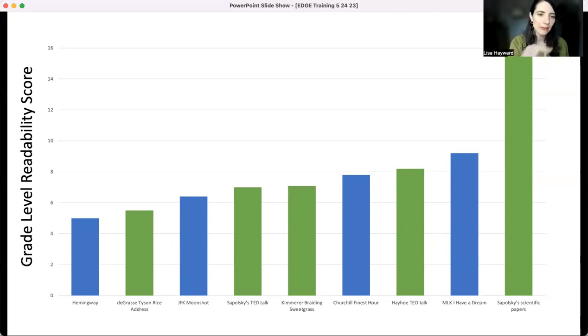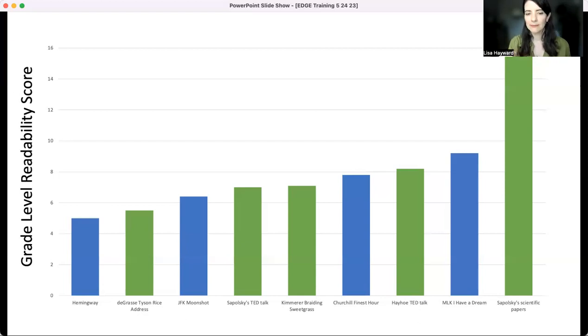So we can see Hemingway here at one extreme, he is a 5.5. So he's writing for adults, but in a way that fifth graders can understand. Neil deGrasse Tyson is just a little bit higher grade level than that. I think he's at 5.7, something in that range for his Rice address. You probably know of him. He's just a masterful science communicator, astrophysicist.